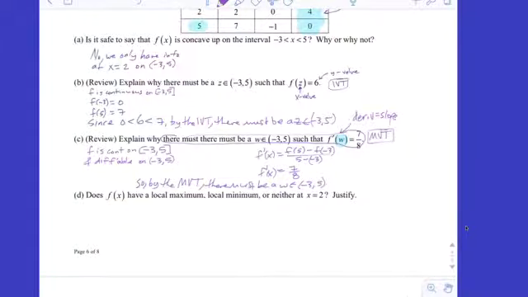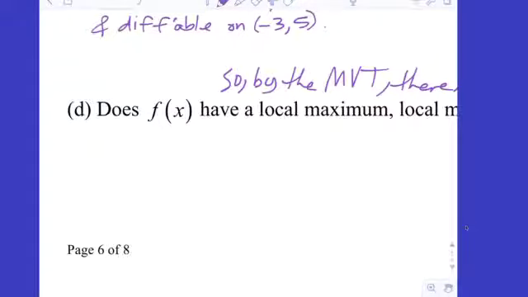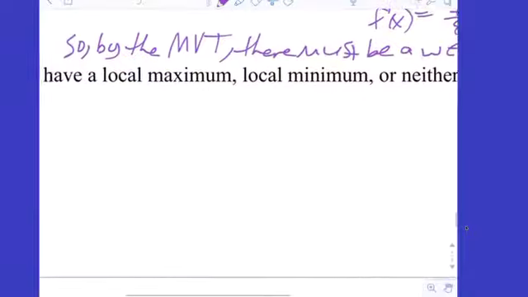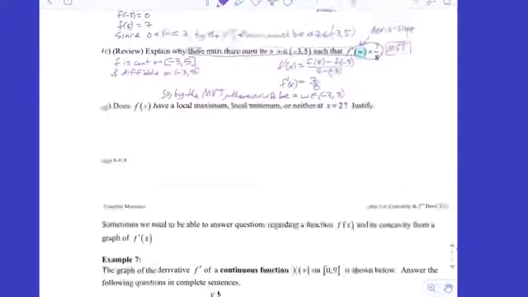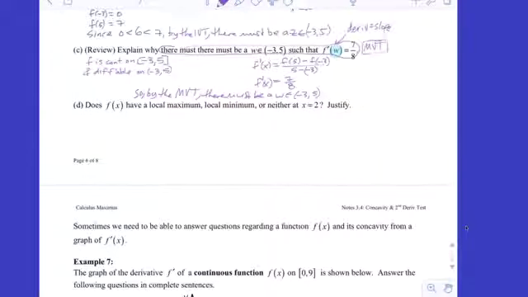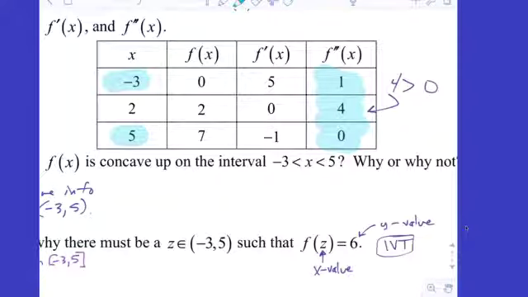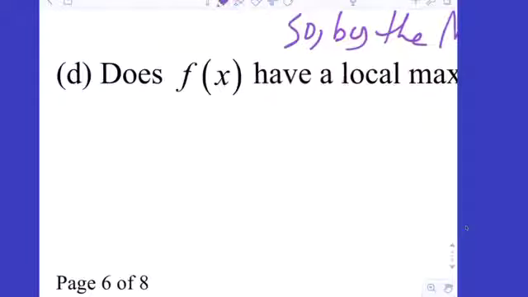All right, part D. This gets into what we're doing now. Does f have a local max, a local min, or neither at 2? Justify. Well, first of all, local extrema can only occur at what values? Critical values. So we need to see if x equals 2 is a critical value of f first. So that's in the chart. F prime of 2 is what? 0. So we got to say that. F prime of 2 equals 0.